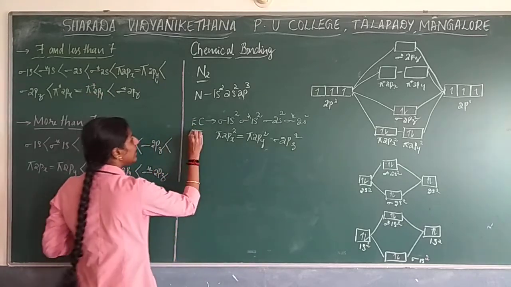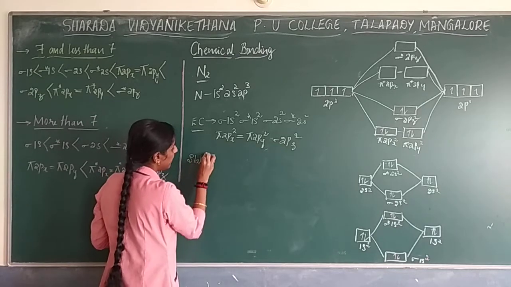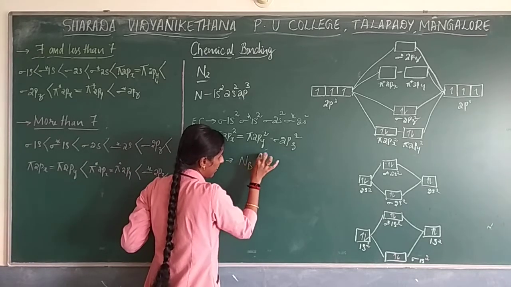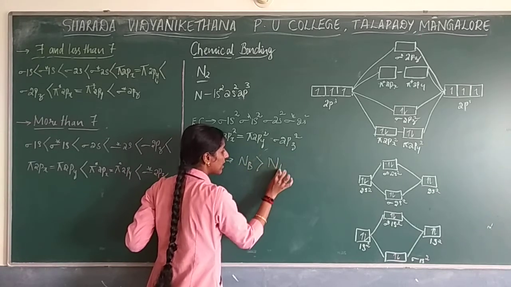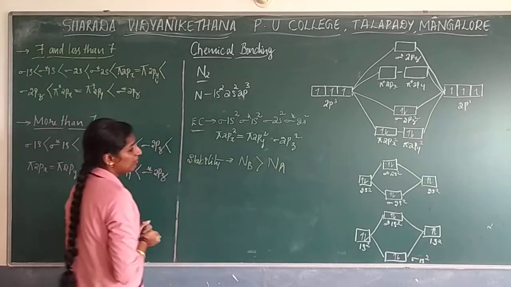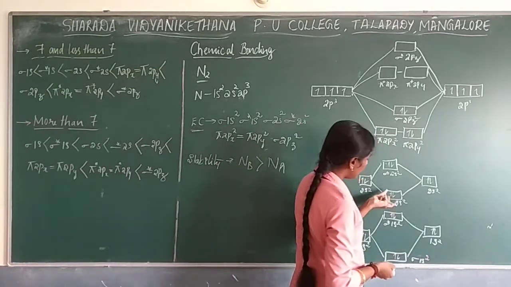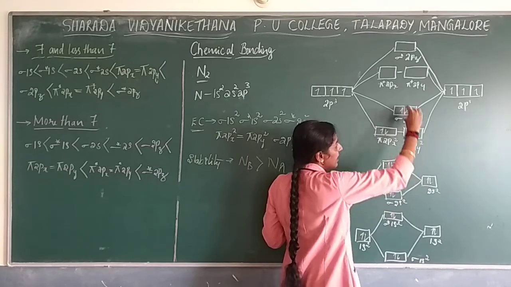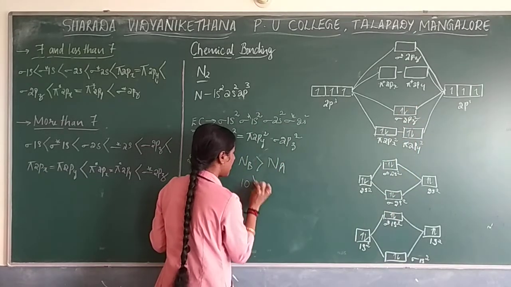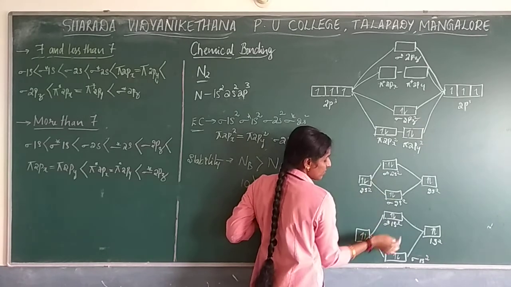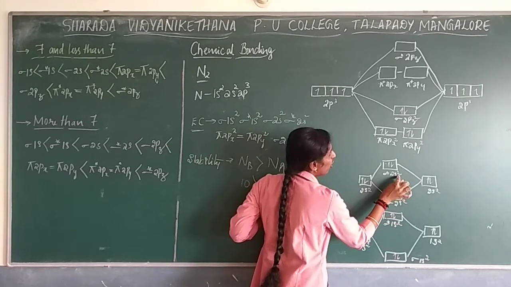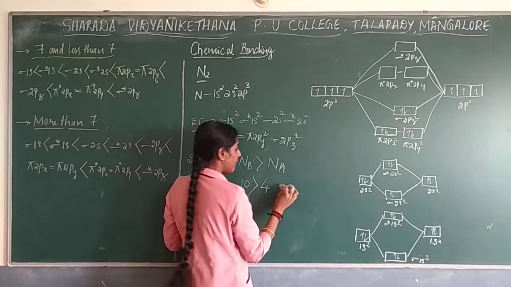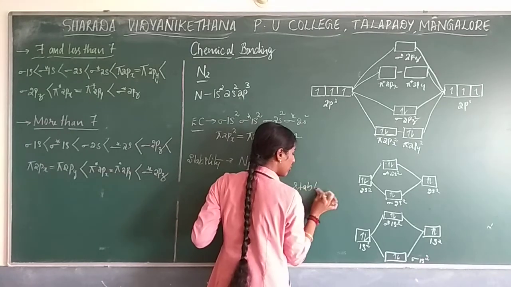Next, after the electronic configuration, write the stability. If Nb is greater than Na, then it is more stable. Count the number of electrons present in bonding molecular orbitals; the lower energy levels are the bonding ones. So 2, 4, 6, 8, 10, it comes as 10. For those written with a star, the anti-bonding ones, you have to count: 2, 4. So it is 4. Obviously 10 is greater than 4, so it is a stable molecule.